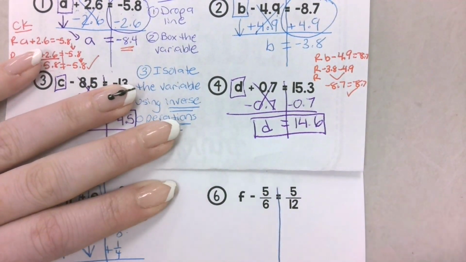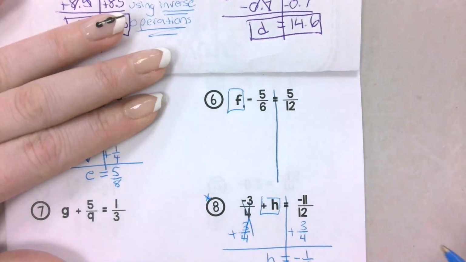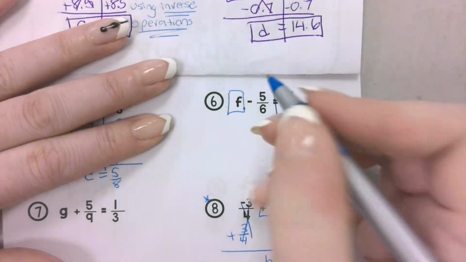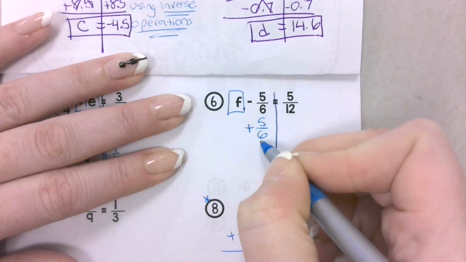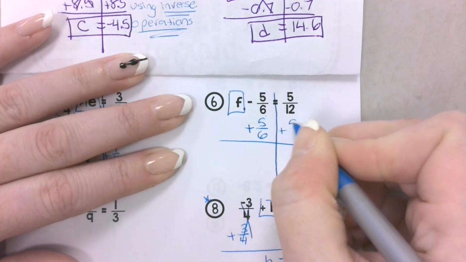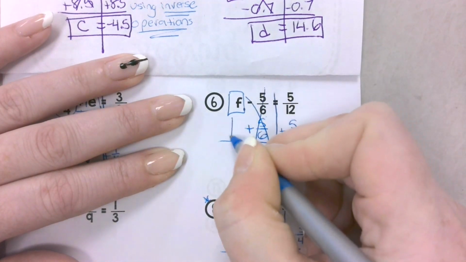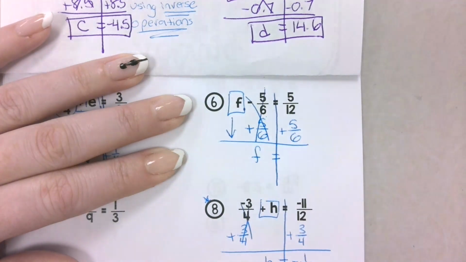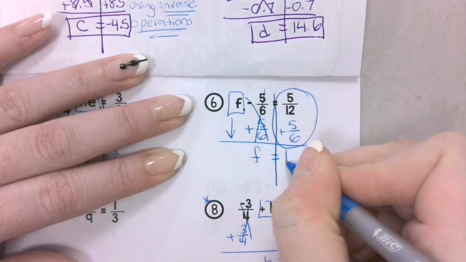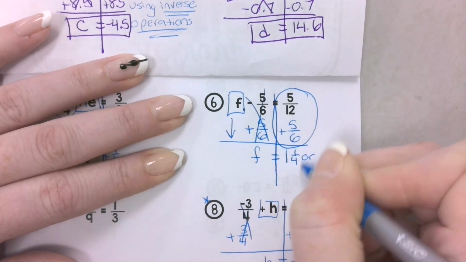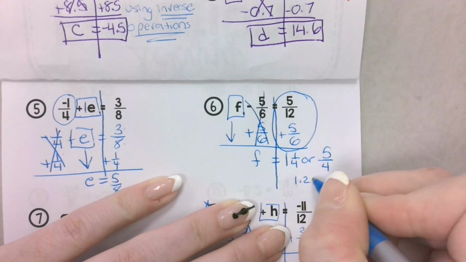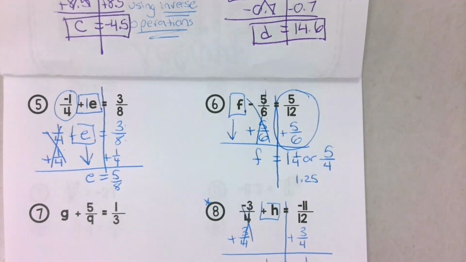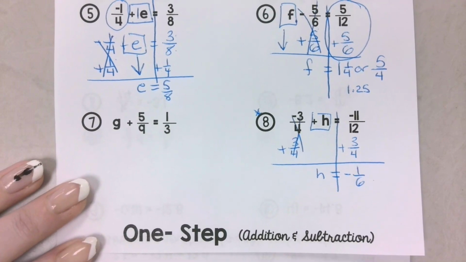Number 6, drop a line, box your variable, and get it by itself. What do we have to do? Well, what's the opposite of minus 5/6? Well, plus 5/6. Whatever I do to one side, I have to do to the other. Plus 5/6. These cancel out, leaving you with your f equals. This totaled in your calculator should give you 1 and 1/4 or 5/4. Either one is fine. Or even 1.25. It doesn't matter. All right, pause the video, try number 7.